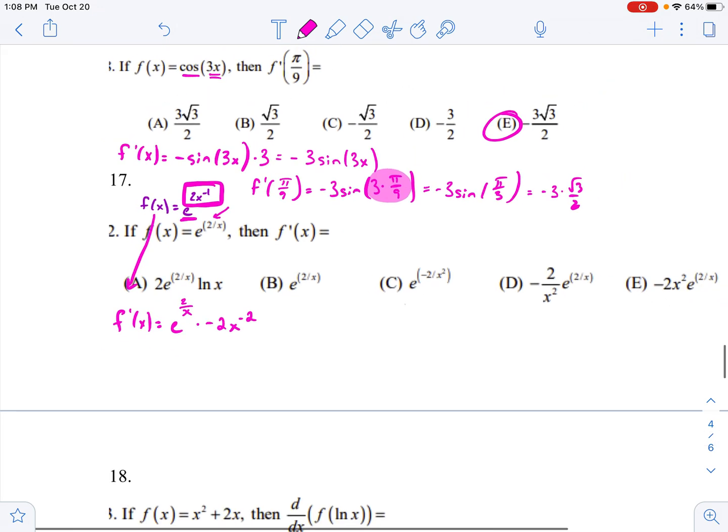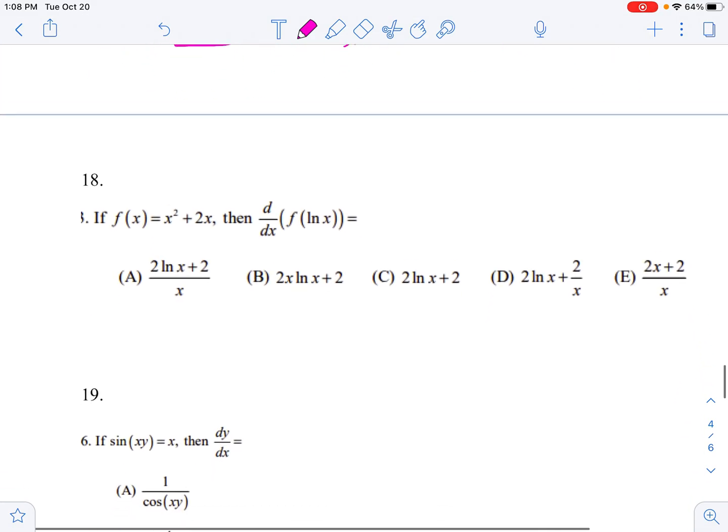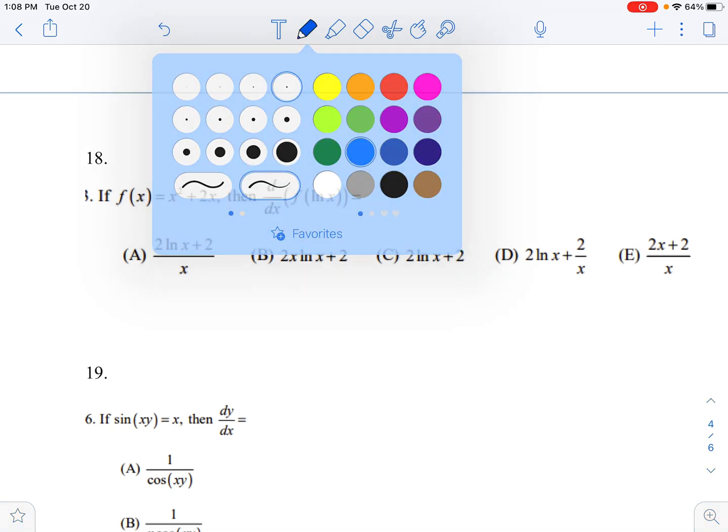And once again, we got to match it up to the correct answer choice, okay? So this portion, I'm going to leave this alone. The portion I boxed in, I could write that as -2 over x squared. And there they have it, choice D. They just flip-flopped the terms. Okay. All right, number 18.